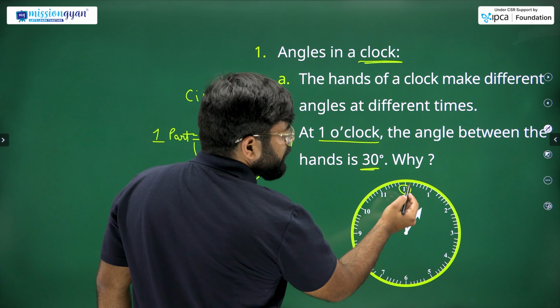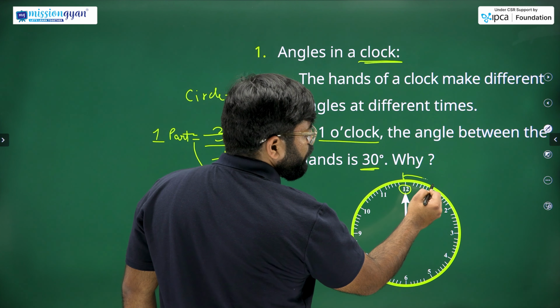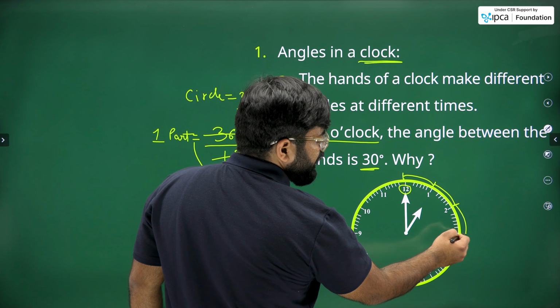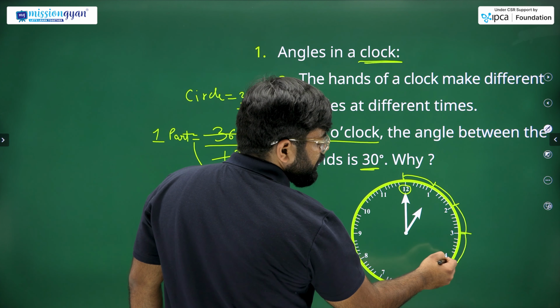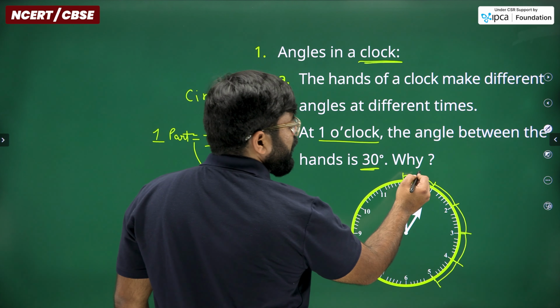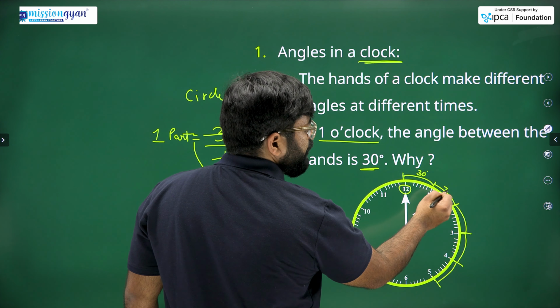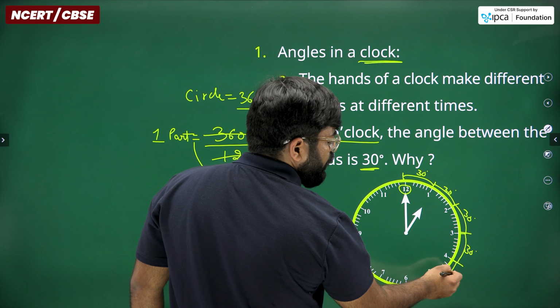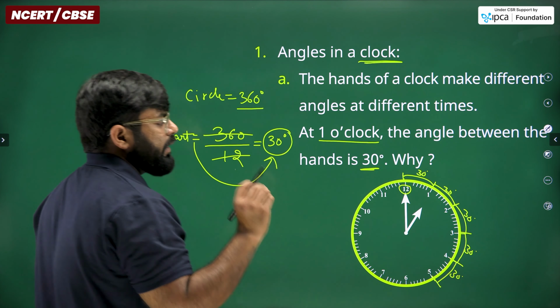That means this is one part from here. 12 to 1 is one part. Then 1 to 2 is the second part. 2 to 3 is again one part. This is again another part and this is another part. That means each part is of 30 degree. I hope you have understood this. So each part of a clock measures 30 degree.